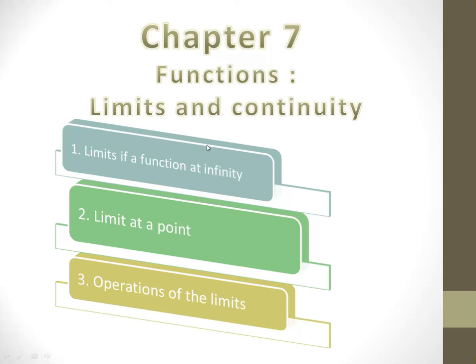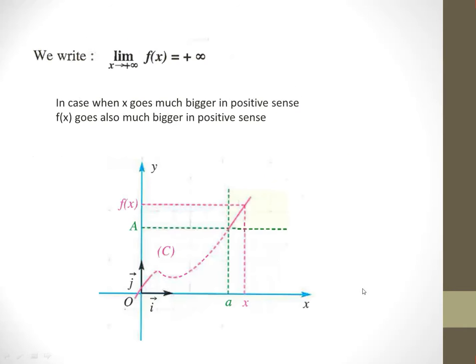Hello everyone, in chapter 7, functions, limits and continuity, we'll do a quick revision about this very important chapter. In part 1, limits of a function at infinity; in part 2, limits at a point; part 3, operations of the limits. Limits at infinity: we say that the limit of f of x as x tends to plus infinity equals plus infinity.